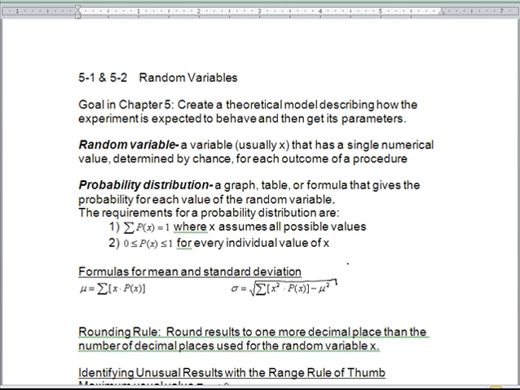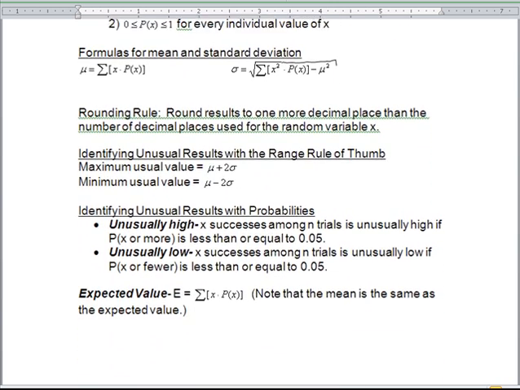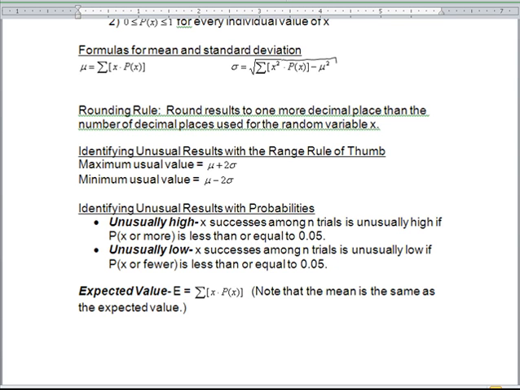For the standard deviation, we take the square root of the sum of x squared times each of the probabilities minus the square of the mean. And we'll be doing these with tables. Rounding rule: round results to one more decimal place than the number of decimal places in the random variable x.